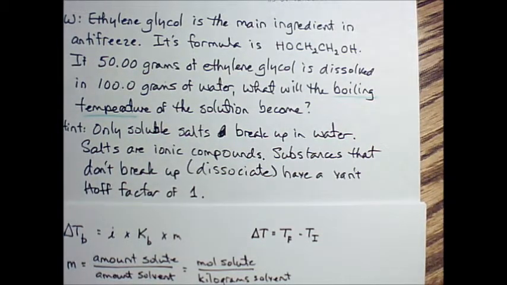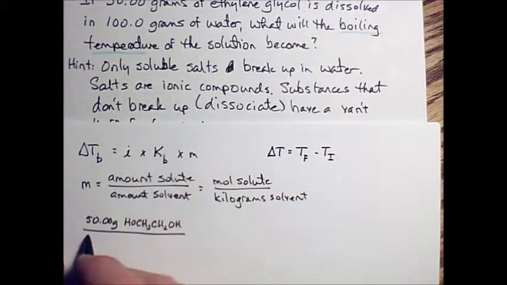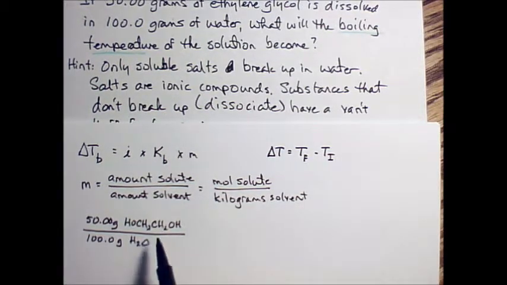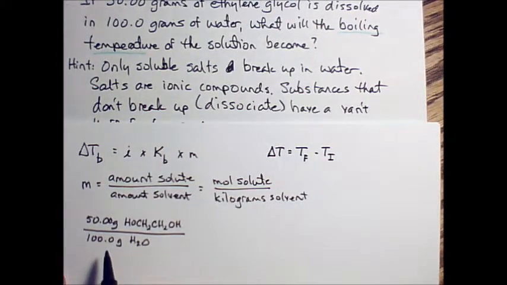And actually, I'm missing a 0 here. And that should be over 100 grams of the water. So I've put it in the form where I've got the amount of solute over the amount of solvent, and whatever units of measurement are listed in the problem. What we need to do is convert this amount into moles, and for that we need the molar mass. So we're going to have to add the atomic masses of all the atoms in the formula.